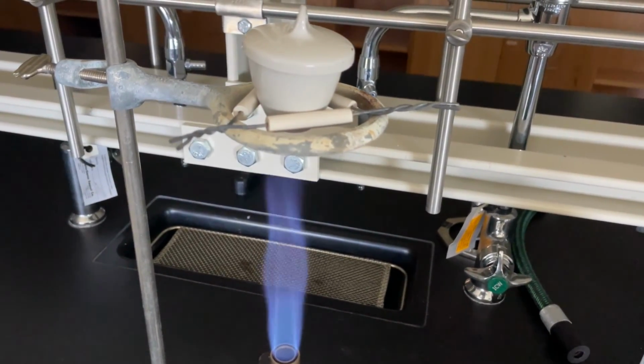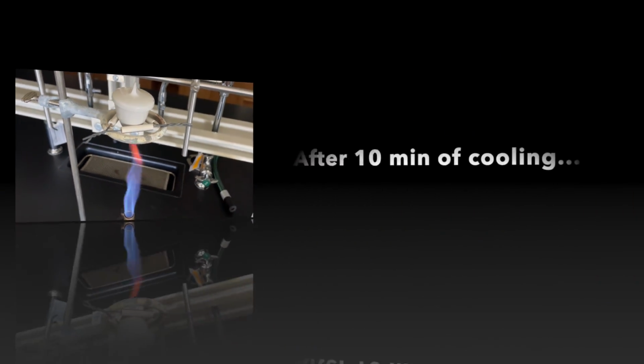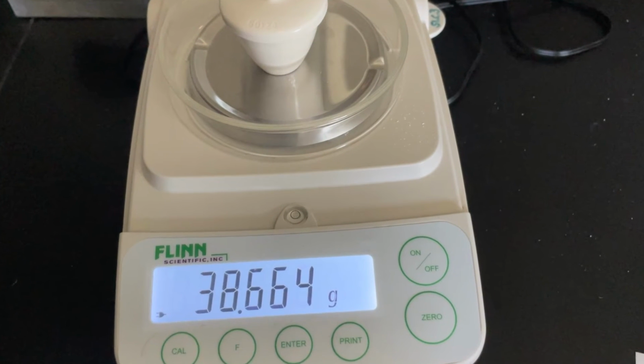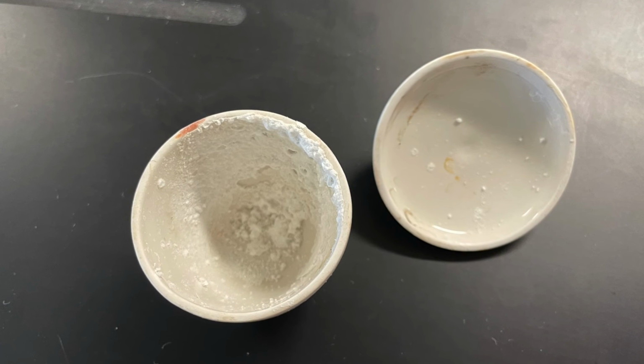So again, after heating it for several minutes and very vigorously at this point, we go ahead and let it cool. The cooling again takes about 10 minutes. And then we're going to do our second weigh-in of the halide and the crucible. And we get a pretty consistent reading, so that's a good thing.